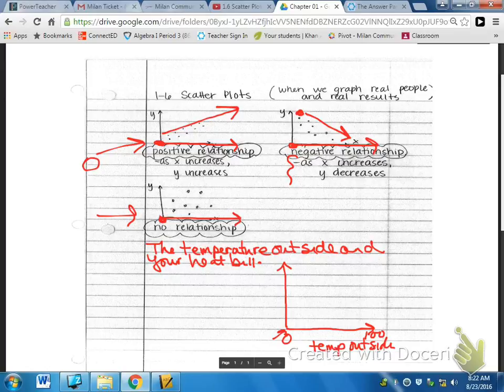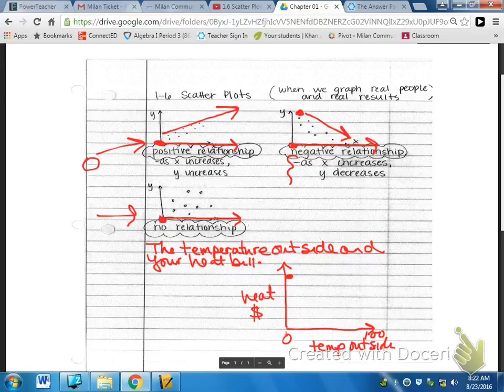So over on the y-axis then, it's going to be the heat bill, how much it's going to cost. All right, so we've got to start thinking about this from left to right. If the temperature outside was 0, what do you think about your heat bill? It'd be high. It'd be up here.